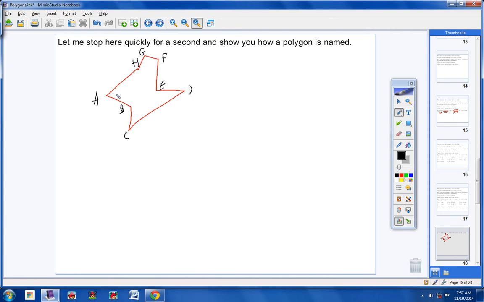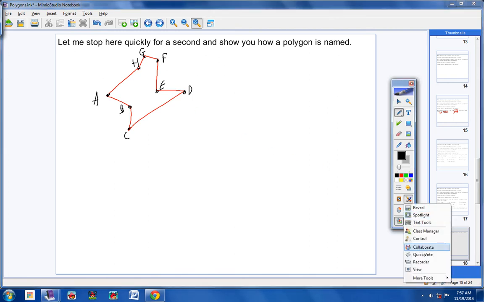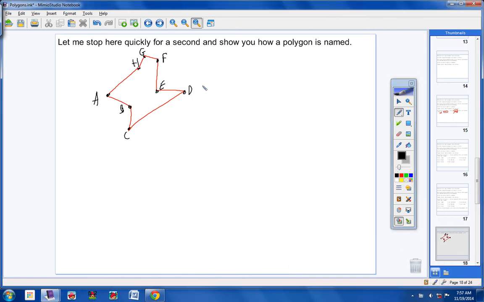Notice every vertex has a letter. Okay? Now, when you name this polygon, you would call it Polygon, and then start with any letter you want. Doesn't matter. We'll start with E, and then you go clockwise around. So you call it Polygon E, D, C, B, A, H, G, F.